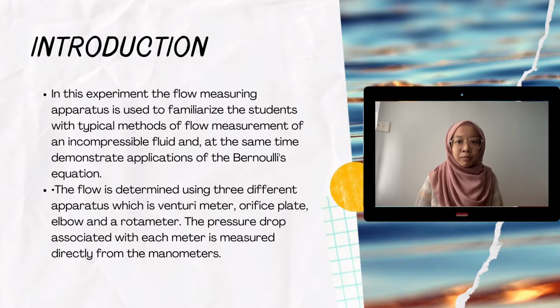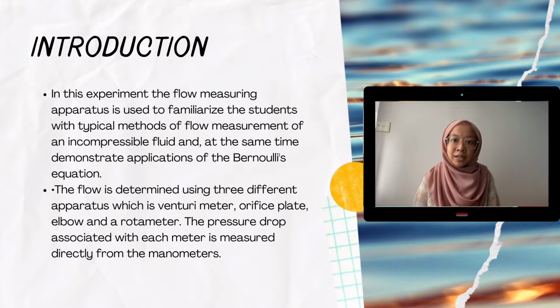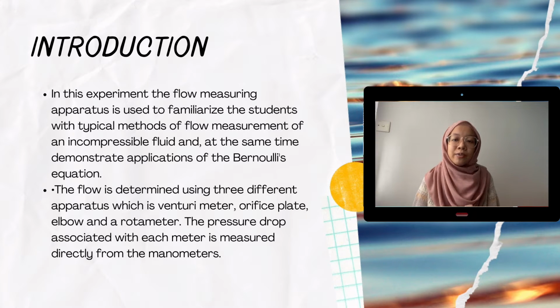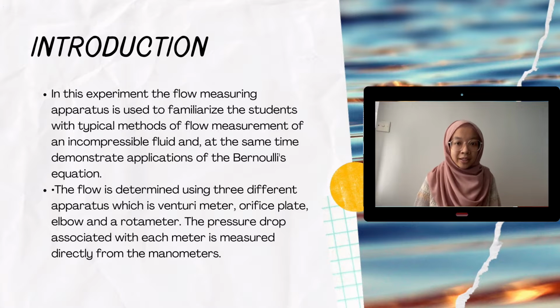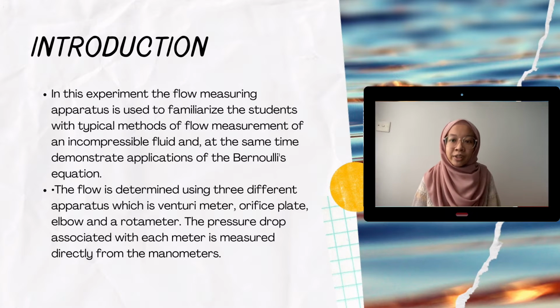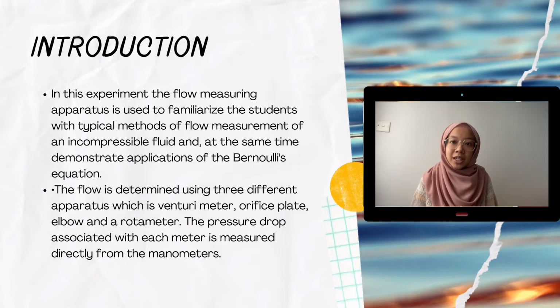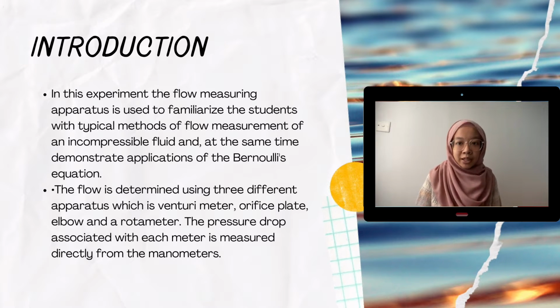In fluid dynamics, Bernoulli's principle states that an increase in the speed of a fluid occurs simultaneously with a decrease in static pressure or a decrease in the fluid potential energy. The flow is determined using three different apparatus, which are the venturi meter, orifice plate, and nozzle, and a rotameter. The pressure drop associated with each meter is measured directly from the manometer.